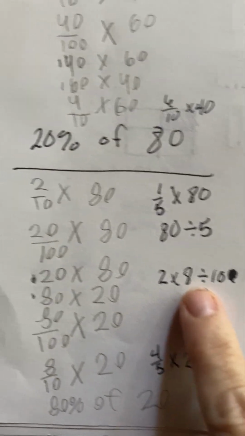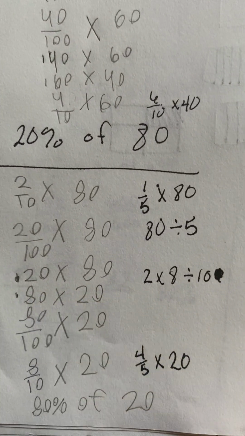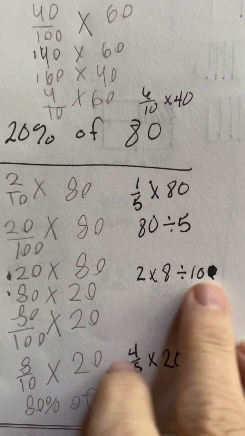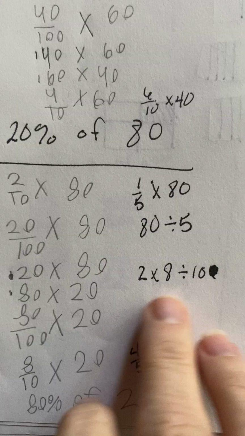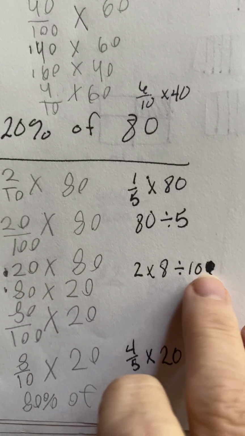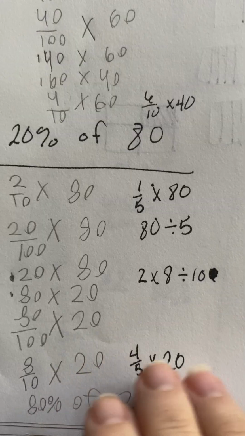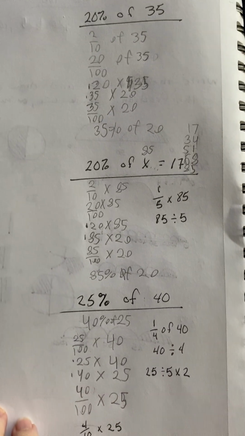It's multiplying 8 times 2 and then dividing by 10. Like multiplying the first two numbers and then deciding where the decimal goes based upon how many decimal places are after the decimal. So that's what we are working on here.